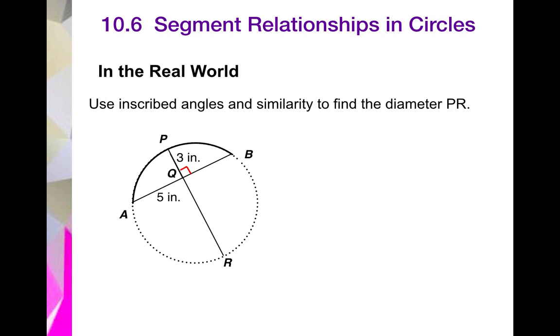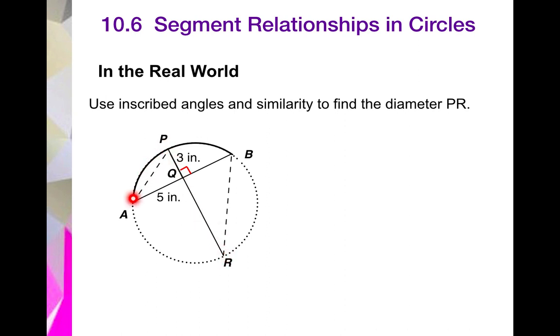We're going to use inscribed angles and similarity to figure this out. So here's our problem. Here's my 5 inches across here. You know that when you have a diameter and a chord that is perpendicular to it, then it splits that chord perfectly, and it splits the arc perfectly too. So this is congruent to this, and this segment is congruent to this segment. So we're going to add these two connectors here.